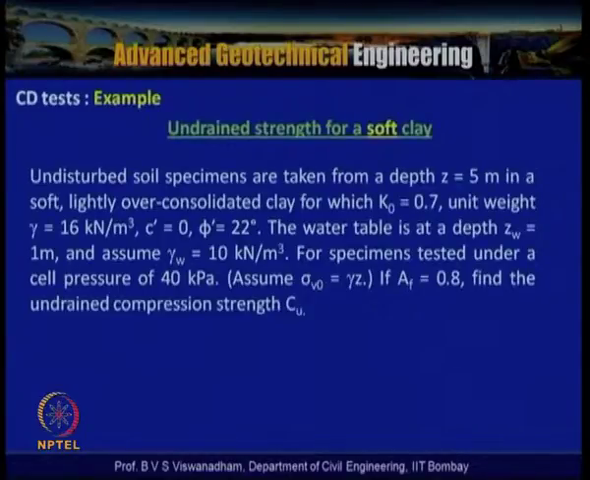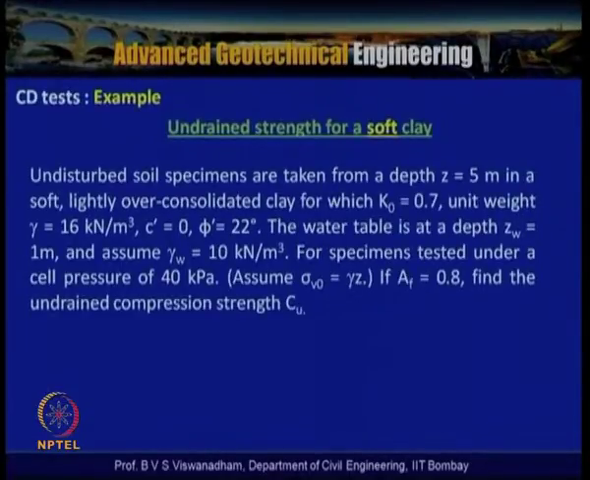Undisturbed soil specimens are taken from a depth of z equal to 5 meters in a soft, lightly over-consolidated clay for which K naught is equal to 0.7, and the unit weight of the soil is 16 kilonewton per meter cube, and c dash is equal to 0, phi dash is equal to 22 degrees, and the water table is at depth zw equal to 1 meter, and assume that gamma w is equal to 10 kilonewton per meter cube.